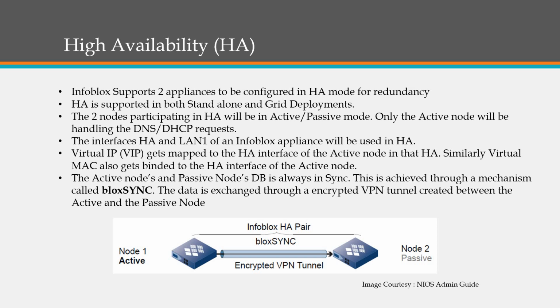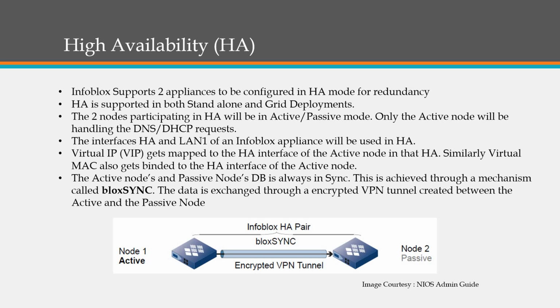Then the two nodes participating in HA will be in active-passive mode. Only the active node will be handling the DNS and DHCP requests. So just like I've explained, even though we have two appliances, only one of them will be working. The active one will be the appliance that is working, and the passive one will just remain silent. But these two will be in sync. All the data that is contained in the active will be synced with the passive. I will explain how the sync happens in a minute.